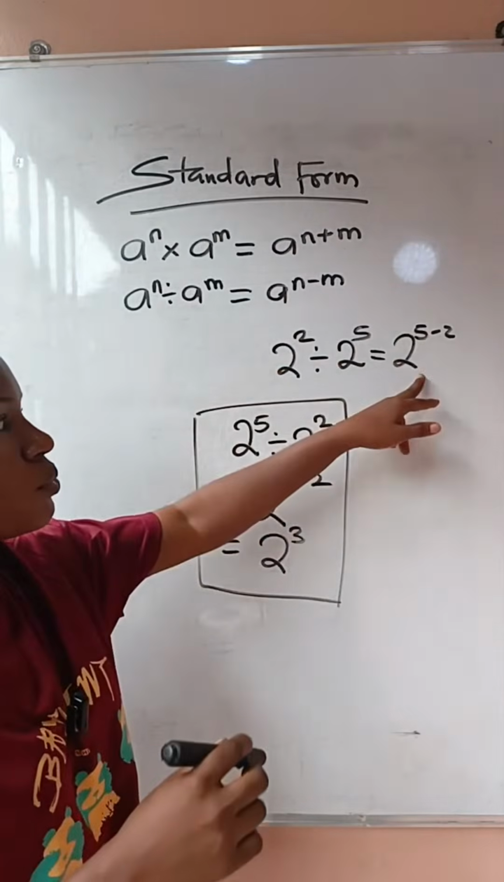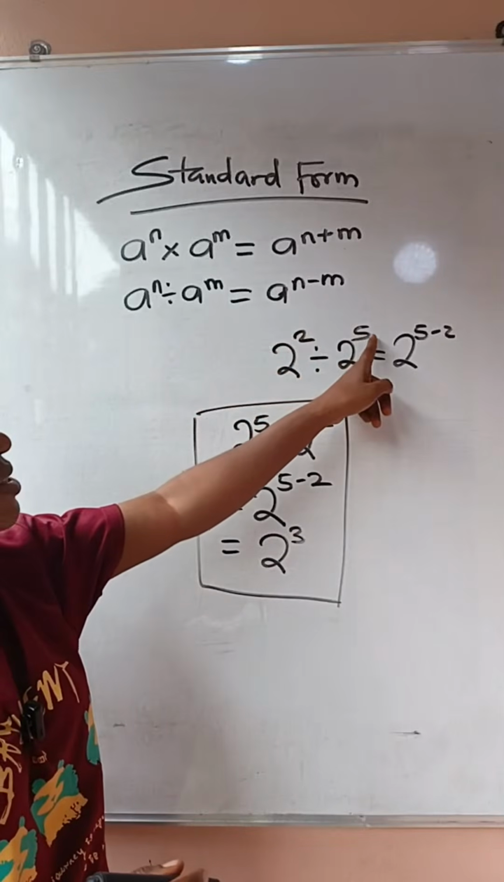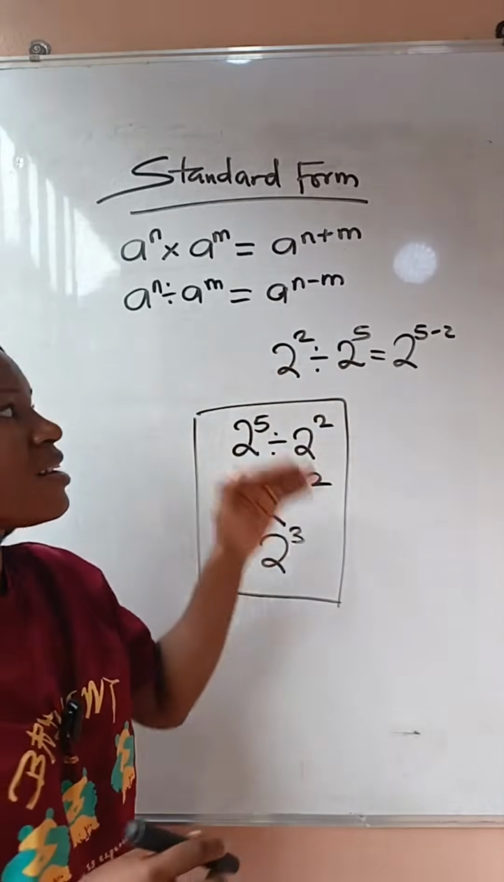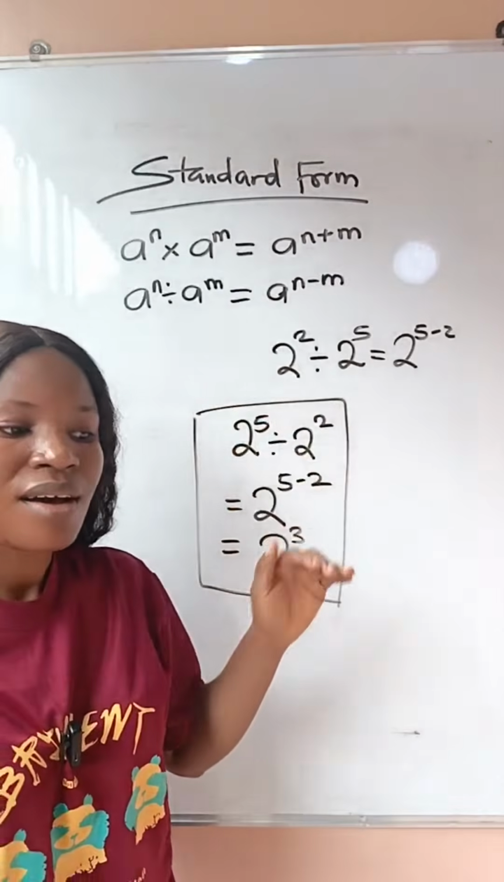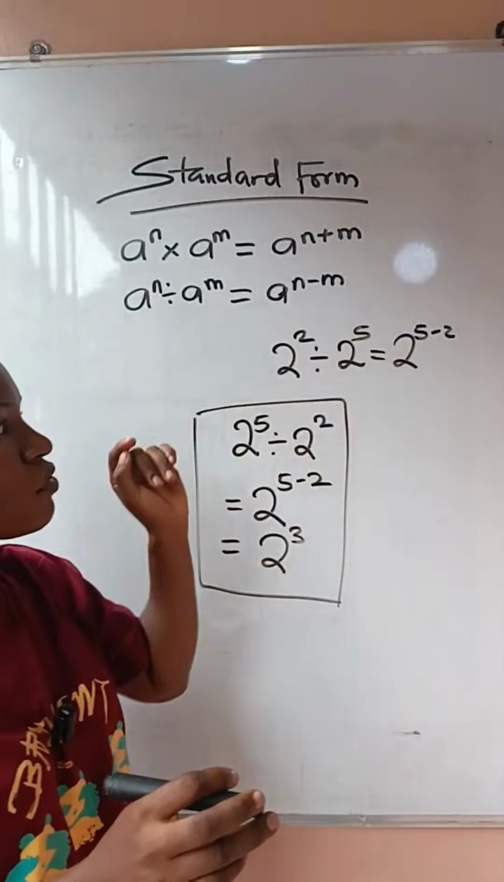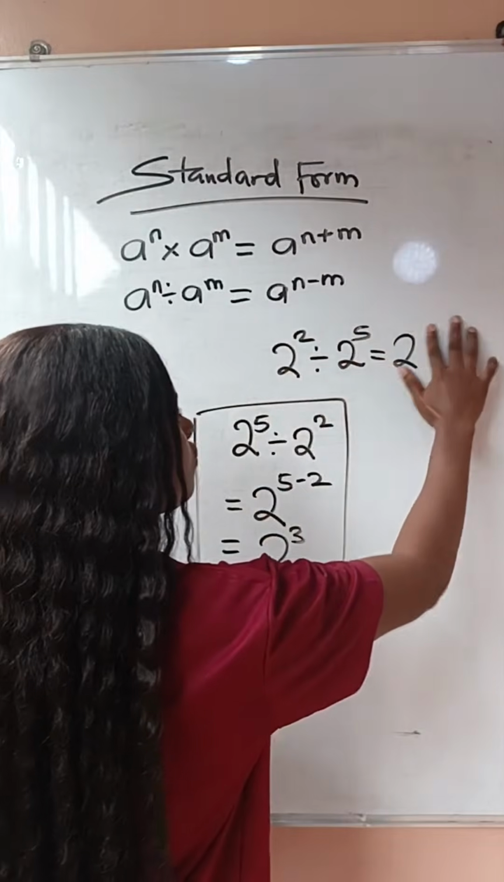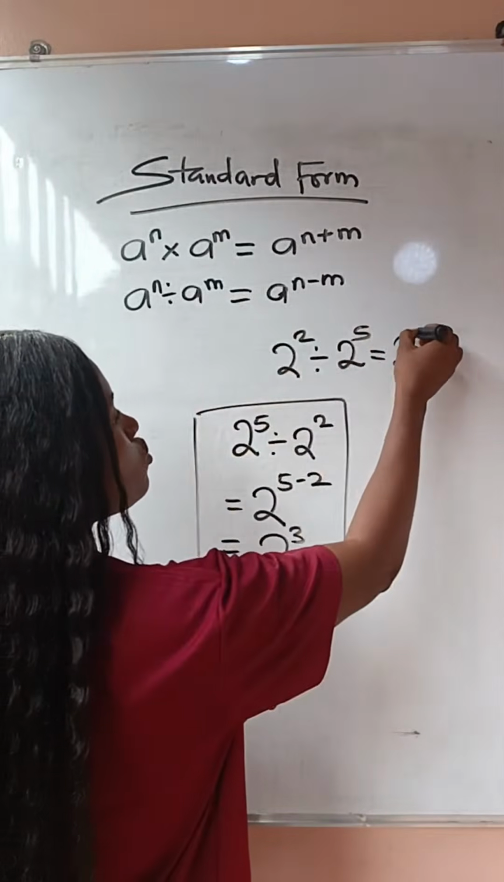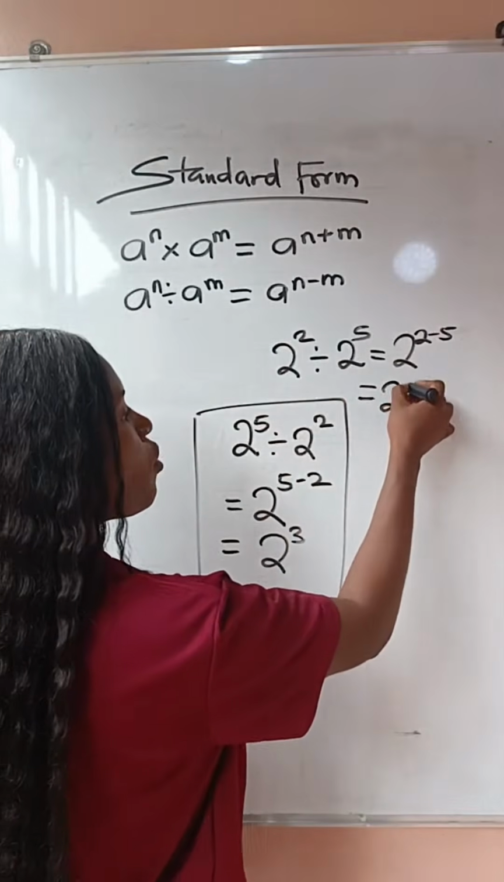According to this law, you must subtract the second from the first. Whether the second is bigger or smaller, whether the first is bigger or smaller, it doesn't matter. The law says subtract the second from the first. So even though 2 is smaller than 3, we must subtract 3 from 2. So it has to be 2 minus 3, so that the answer will be 2 to the power of minus 1.